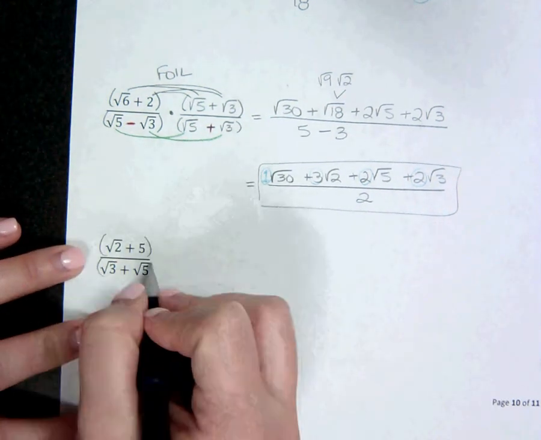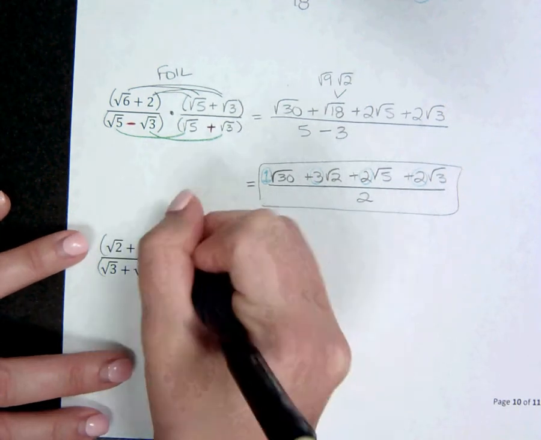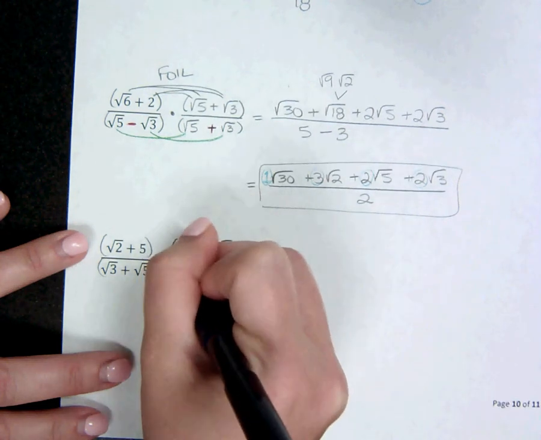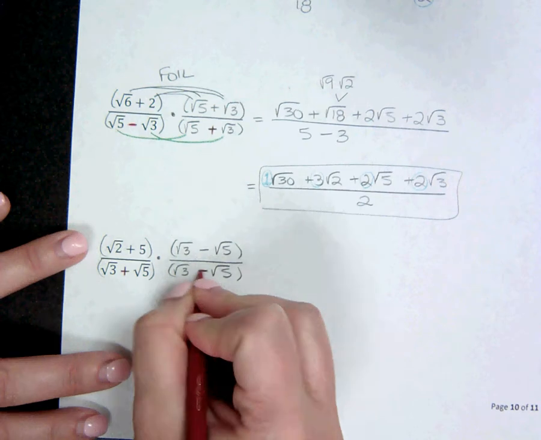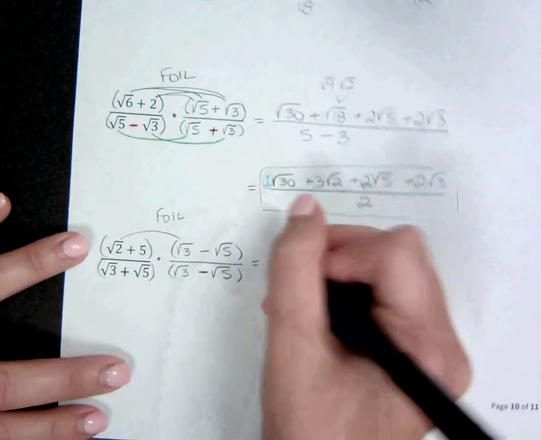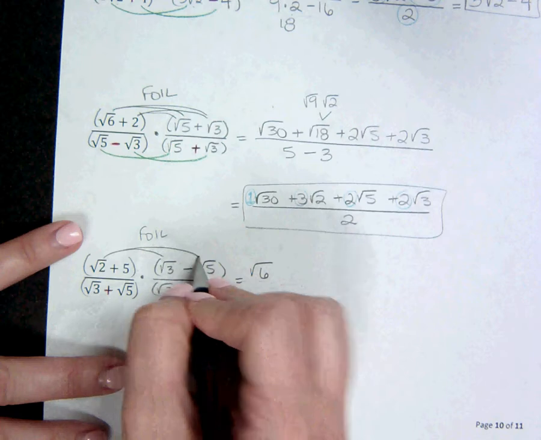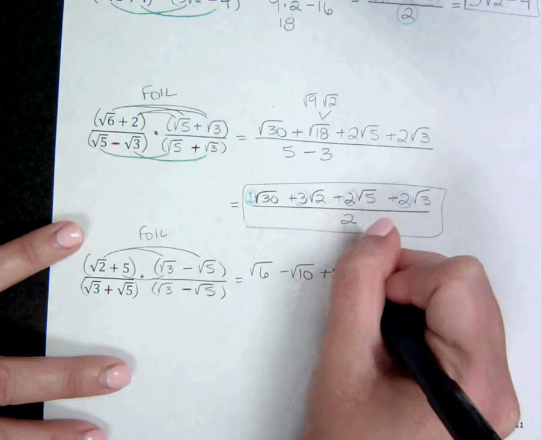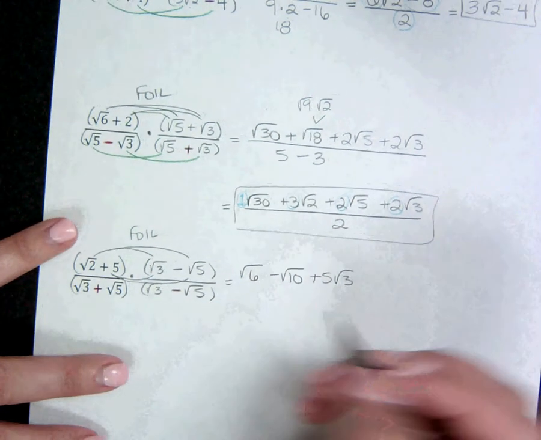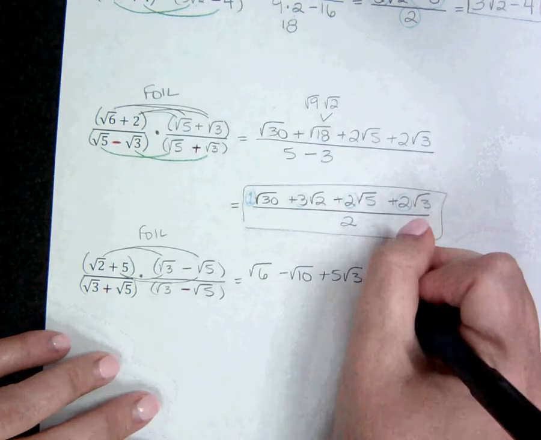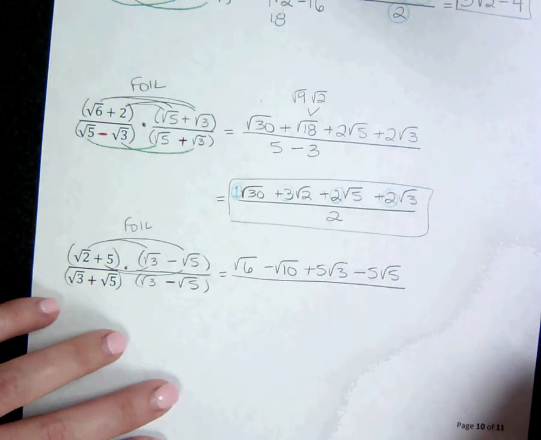So we have a binomial and a binomial. We're going to multiply by the conjugate of the denominator, radical 3 minus radical 5, top and bottom, same thing. The conjugate comes from the opposite side here. We have to fully FOIL the top. Radical 2 times radical 3 is radical 6. Radical 2 times negative radical 5 is negative radical 10. 5 times radical 3 is just 5 radical 3. And 5 times negative radical 5 would be, I'm sorry, not plus, it'd be minus 5 radical 5. The denominator we can shortcut a little bit.